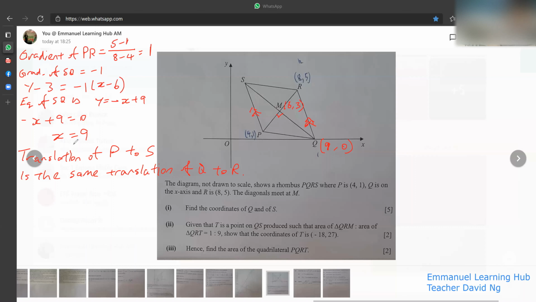Do you understand this statement? You know translation? I don't know the coordinates of S, but now I know the coordinates of Q. So I can find out the translation from Q to R, right? It's basically the x-axis minus 1, and the y-axis is plus 5. This is the translation: minus 1 at x, plus 5 at y.